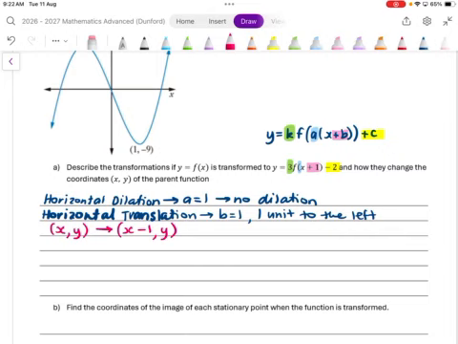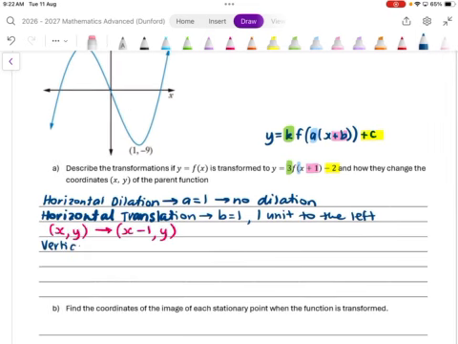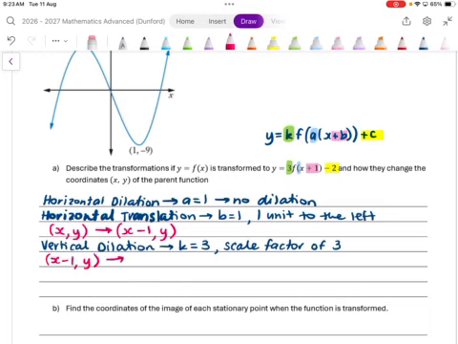The next transformation that we have is our vertical dilation. So our vertical dilation is k, and it equals 3. So that means we have a scale factor of 3 is how we describe it. And so when we have a scale factor of 3, we start with the coordinate that we ended with. So we start with x minus 1, y. What we have to do is multiply our y value by 3 when we have a vertical dilation.